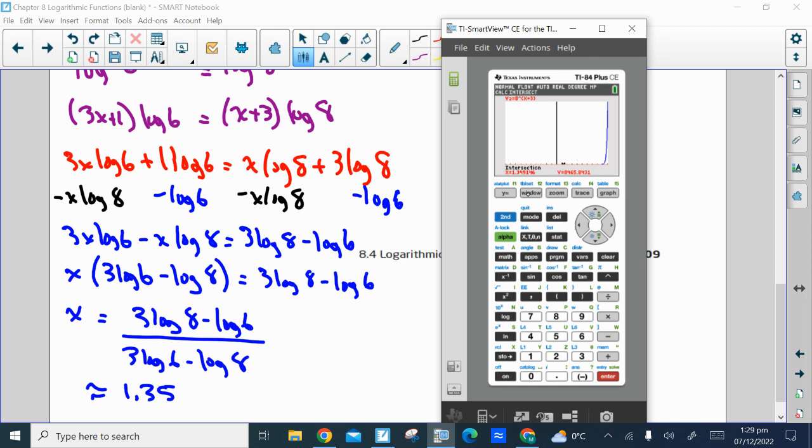So maybe to see it better, if I make my y minimum a little smaller, let's say 0. Still can't see it. Second function trace, number 5 for intersect, enter, enter, enter. Again, it gives us our answer 1.35 as an approximate.